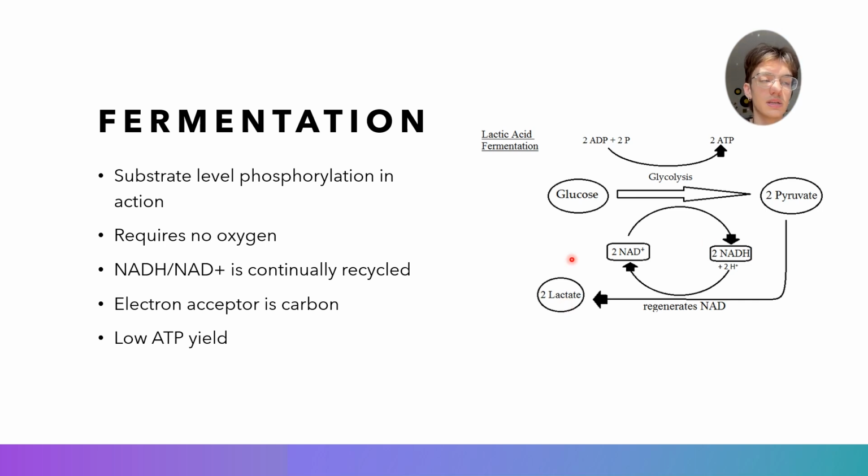So NAD+ is going to be receiving electrons from glycolysis here and become reduced, and then it's going to donate electrons in the fermentation part of the reaction and then be oxidized so it can be used again as part of glycolysis. However, this overall has a low ATP yield because the electron acceptor is carbon, which does not have a very high reduction potential. It doesn't want to receive electrons that badly, so it doesn't release a lot of energy when it gets to receive those electrons.